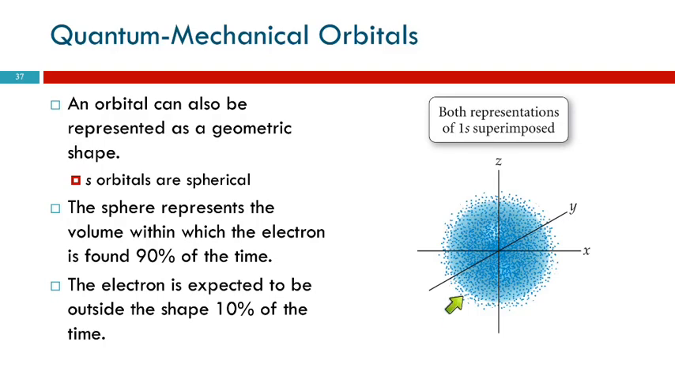So here we have the solid shape superimposed on that dot representation. So if the solid shape is 90%, then we do expect 10% of the time that the electron is going to be outside of that. This is an s orbital. So the s orbital is spherical, so that's kind of nice, s and spherical.